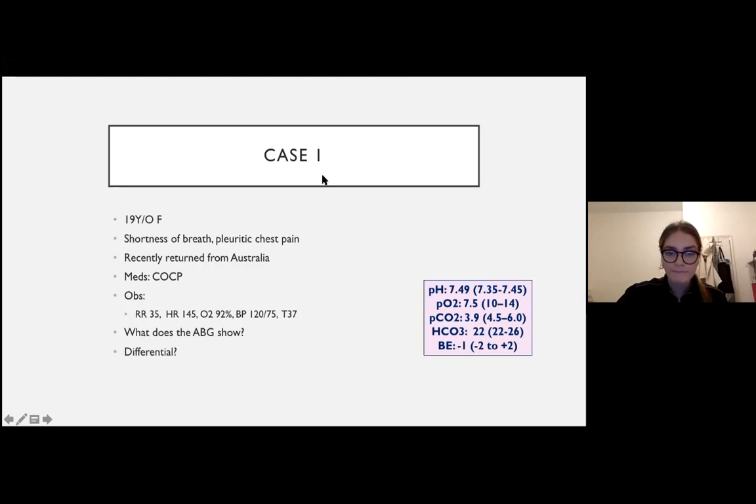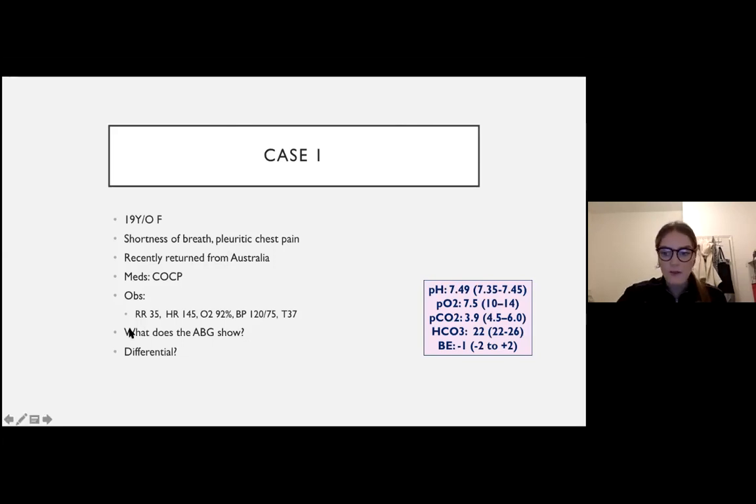People are saying PE. Yeah, so it's a very bog standard PE case: pleuritic chest pain, long haul flight, she takes the pill. A PE is one of the common causes of a respiratory alkalosis, and that's because your respiratory rate's so high.